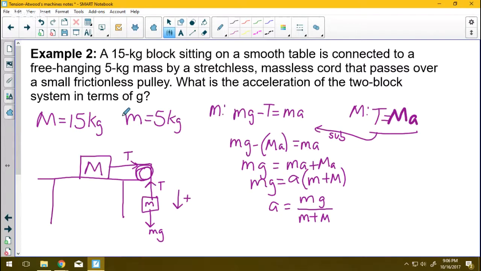And since it wants it in terms of g, that just means that we're not going to actually multiply it by this 9.8. We'll just keep it in g. So little m is 5 kilograms, right? And then we have 5 kilograms plus 15 kilograms on bottom, so that gives us 20. And then we have 5g over 20. So we can simplify that so that our acceleration comes out to be g over 4. And that gives us our acceleration in terms of g. And this should help you with your homework problems where I think it asks a question like that.